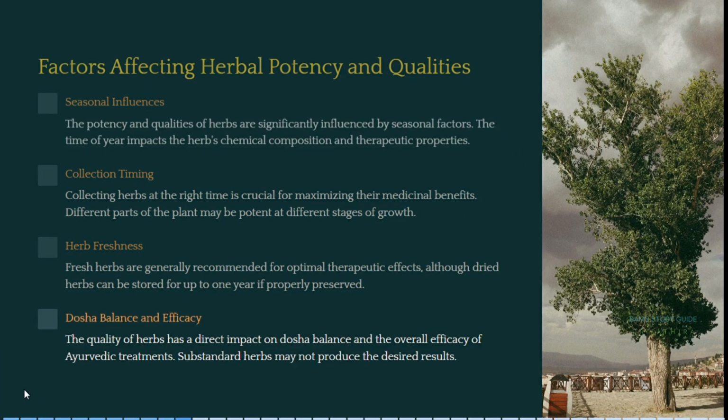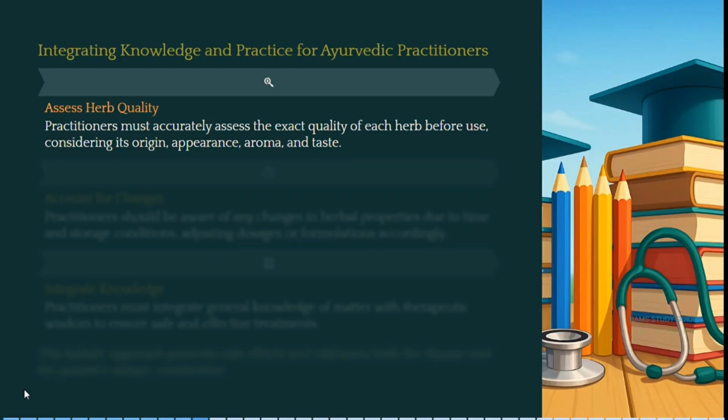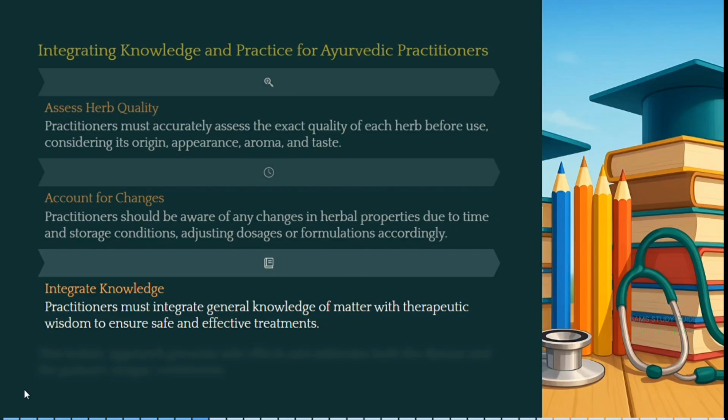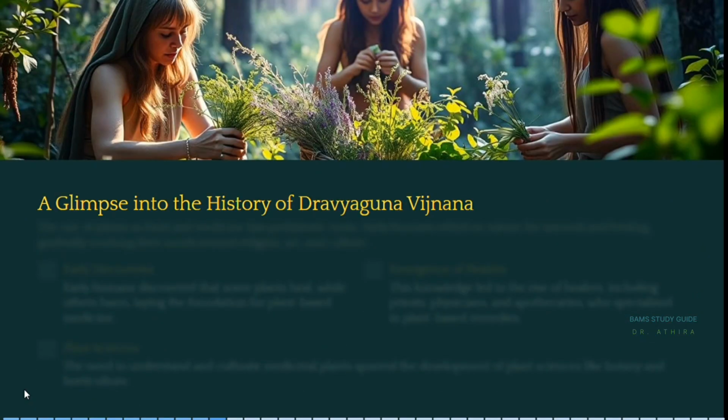Let's see how Ayurvedic practitioners integrate knowledge with practice. It starts with assessing the quality of each herb, its origin, appearance, aroma, and taste. They also need to consider changes that happen over time or due to storage and adjust the dosage or formulation accordingly. Most importantly, it's about combining knowledge with practical wisdom to ensure safe and effective treatment. Because this holistic approach not only treats the disease but also considers the patient's unique constitution and helps avoid unwanted effects. Let's take a quick glimpse into the history of Dravyaguna Vijnana.